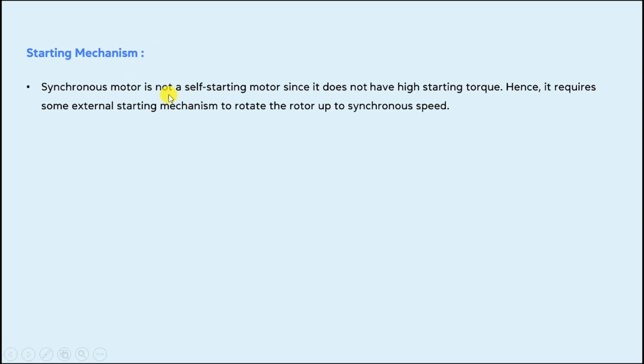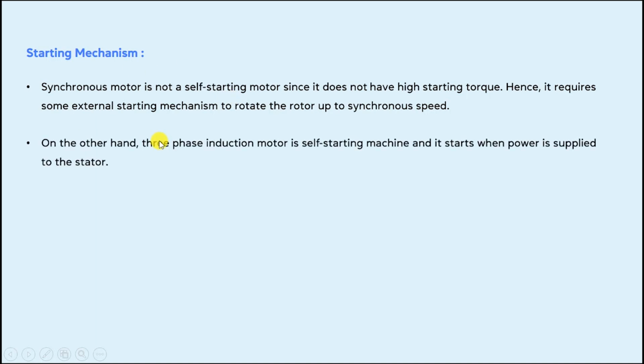The next point which we are going to discuss is the starting mechanism. A synchronous motor is not a self-starting motor since it doesn't have a high starting torque, and for that reason it requires some external starting mechanism to rotate the rotor up to synchronous speed. As we discussed earlier, in order to rotate the rotor up to synchronous speed, we need some external prime mover. So a synchronous motor is not a self-starting machine.